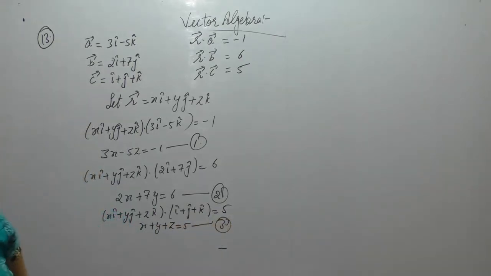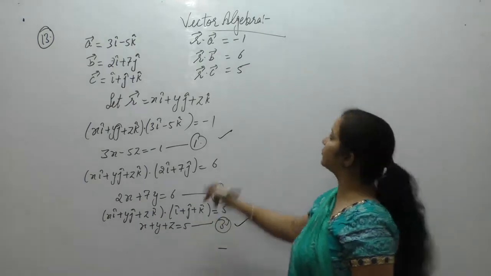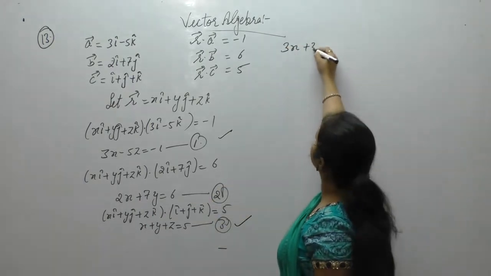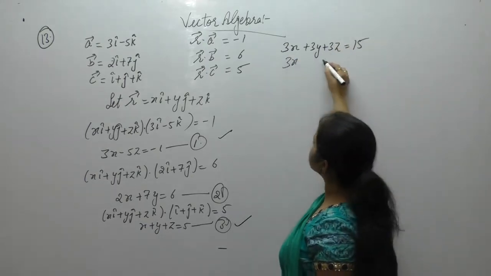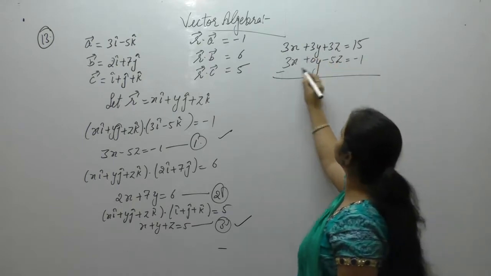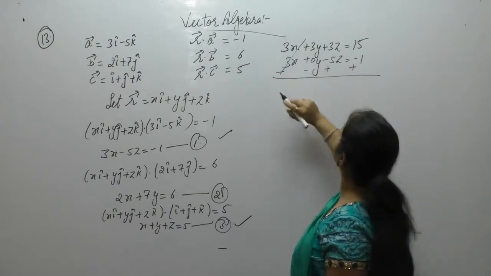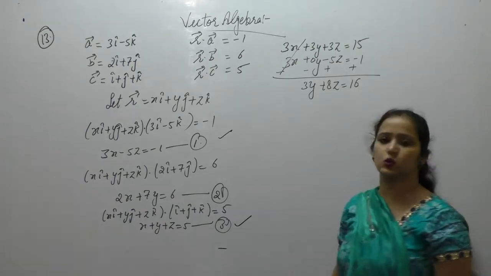These are the three equations. 3x minus 5z equals to minus 1. 2x plus 7y is equals to 6. X plus y plus z is equals to 5. Now solve this equation and this equation. Multiply this equation by 3. 3x plus 3y plus 3z, 5 into 3, 15. 3x minus 5z minus 1. Now subtract these equations. 3y plus 8z is equals to 16.